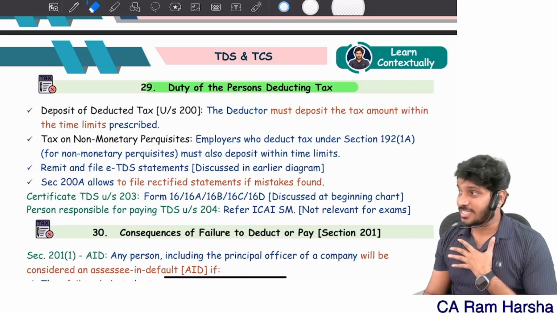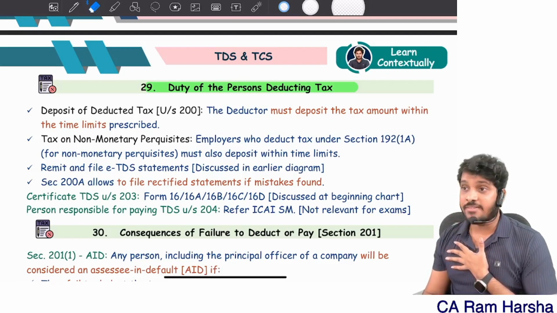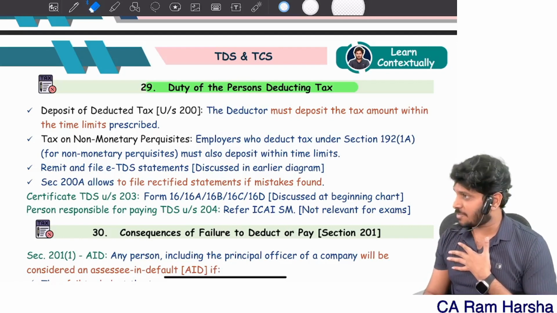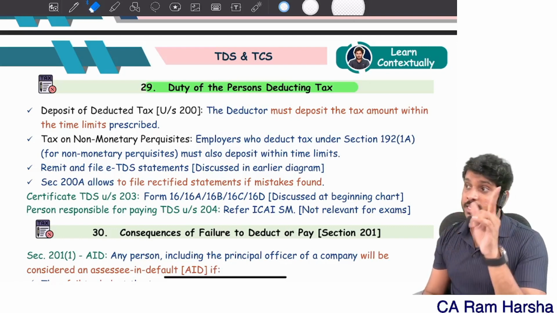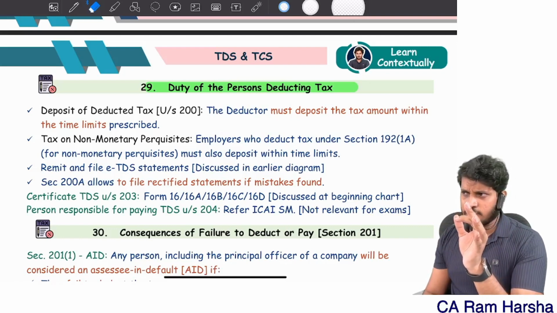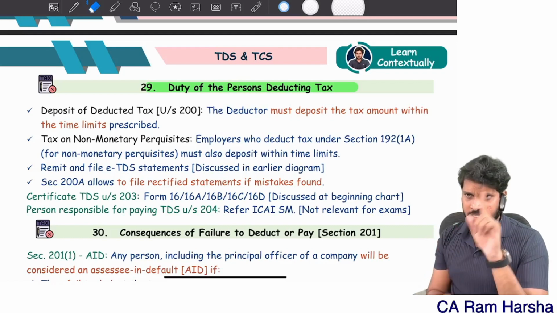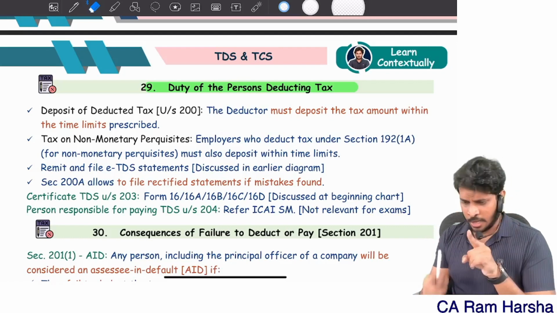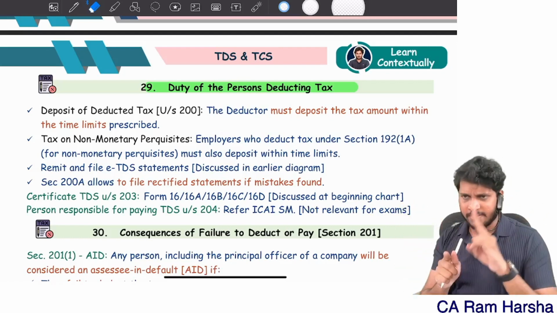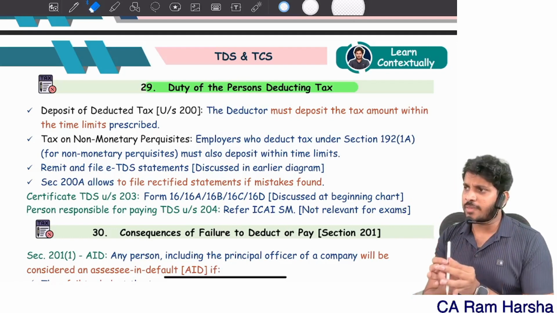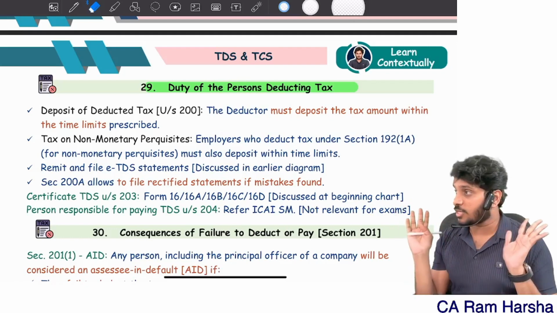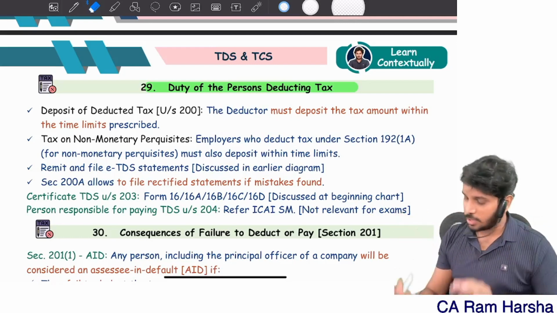So the person who is deducting or collecting has a responsibility to file the ETDS statement. Quarterly they should file, monthly they should pay. Monthly they should pay April month TDS, TCS by the 7th of the next month. April, May, June up to February, by the 7th of the next month you should pay. March month alone, by 30th April you should pay to the government through challan. Yes or no? That's it.